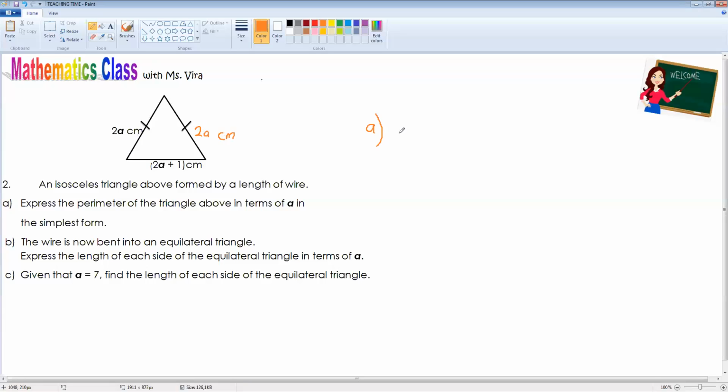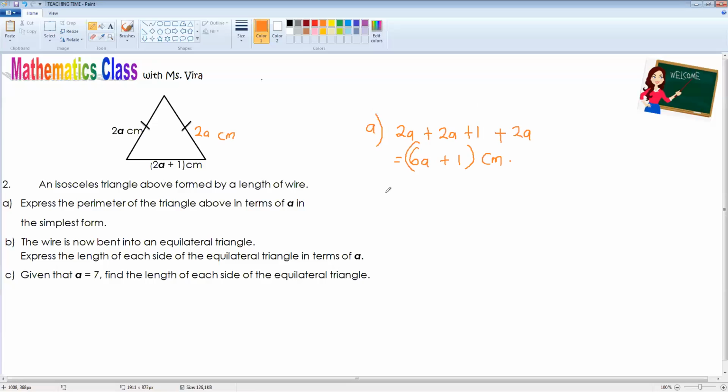The perimeter means we need to add all the lengths of each side of this triangle. So 2a plus 2a plus 1 plus 2a. Simplify it. 2a plus 2a plus 2a will be 6a plus 1 centimeter. So that's the perimeter in terms of a for this isosceles triangle.